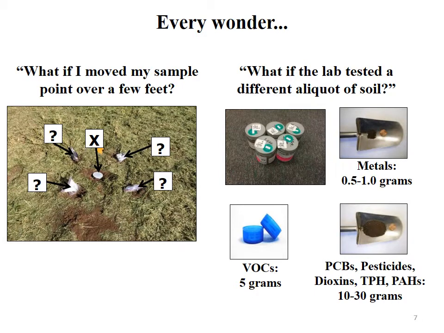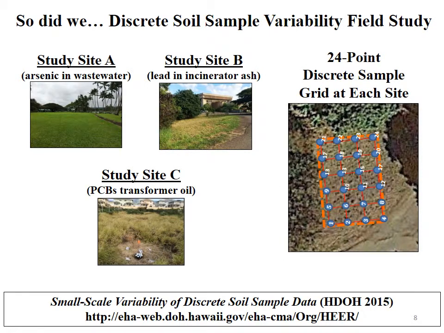Well, we wondered the same thing. So 2 years ago we went out to 3 different sites in Hawaii and collected hundreds of discrete samples at each one of these sites. The first site was an area known to be contaminated with arsenic from wastewater from a former industry. The second site was an area known to be contaminated with lead from incinerator ash that was mixed with fill material. The third site was an area known to be contaminated with PCBs from past releases of waste transformer oil.